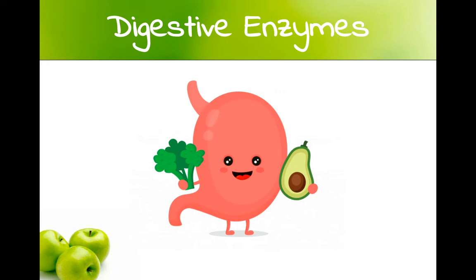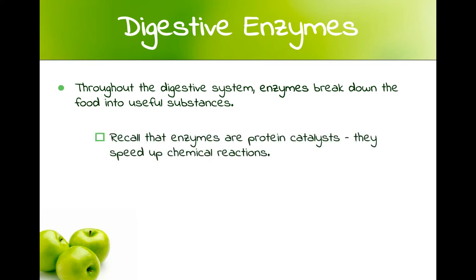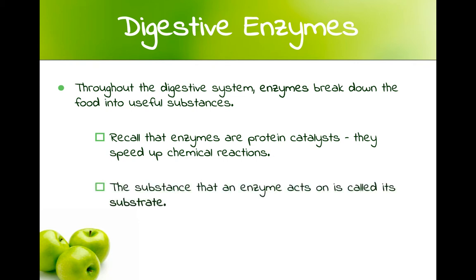In this lesson, we're going to take a closer look at the digestive enzymes that are involved in breaking down the food that we eat. Throughout the digestive system, there are enzymes that are breaking down the food into useful substances. Recall that enzymes are protein catalysts; they speed up chemical reactions. The substance that an enzyme acts on is called its substrate. So the enzyme acts on the substrate to create a product.